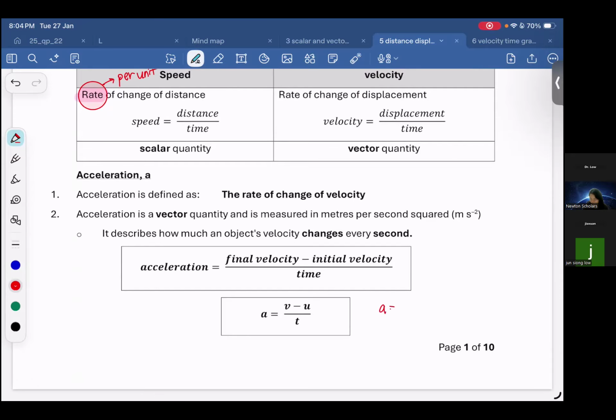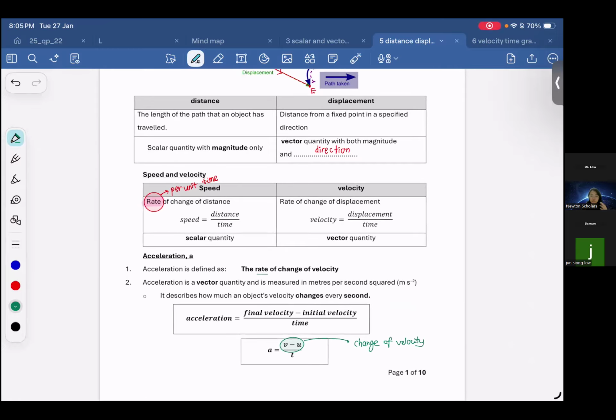We know that acceleration is the change of velocity divided by time. This part, v minus u, is actually the change of velocity. How do you define acceleration? A rate of change of velocity. So acceleration involves velocity, which is a vector quantity. Of course, acceleration is also a vector quantity. This is all the basic idea that we already know. But how do we apply this knowledge in year 12?